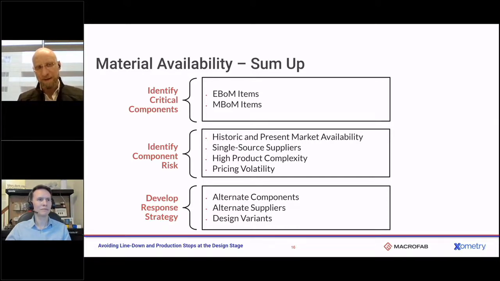If the pricing for a particular component swings a lot, we can plan on that in our design phase and understand that we may need to have alternative strategies or explain to our purchasing team that price is going to be highly variant. And then we develop our response strategy, right? Are we going to have alternate components? Are we going to have alternate suppliers? Are design variants the right choice?